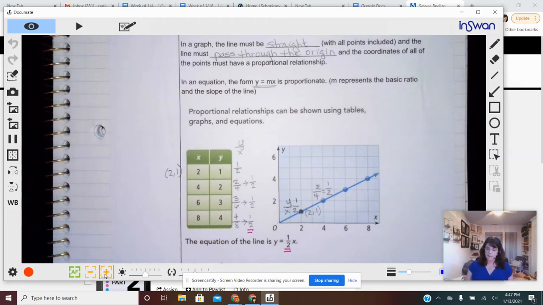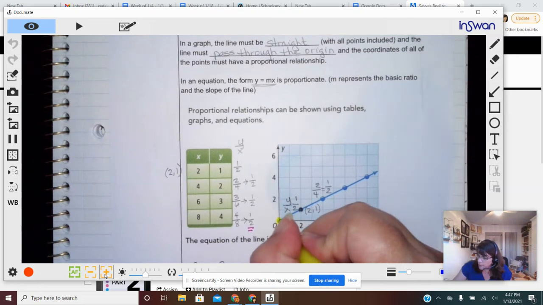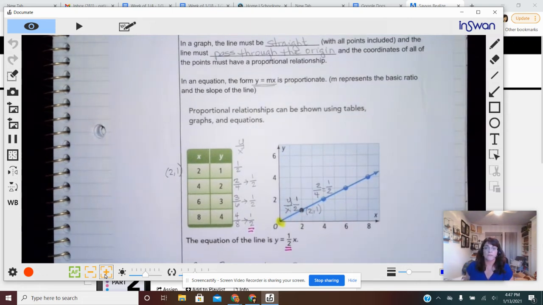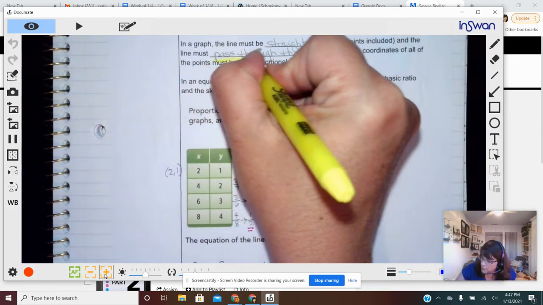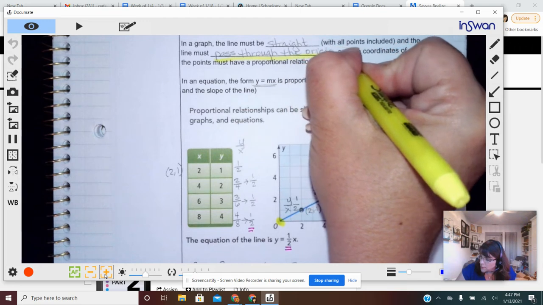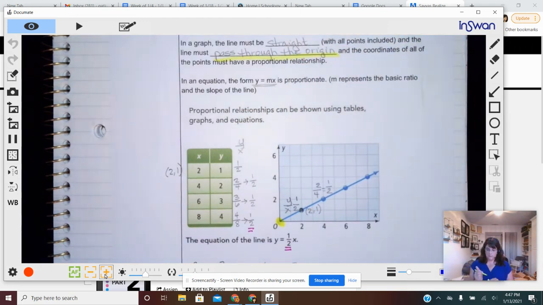Now, notice in a proportional relationship, it has to go through the origin. If it doesn't touch the origin, okay, then it is not proportional. And we will attack that at a later future study, okay? For now, we're only focusing on proportional ones.